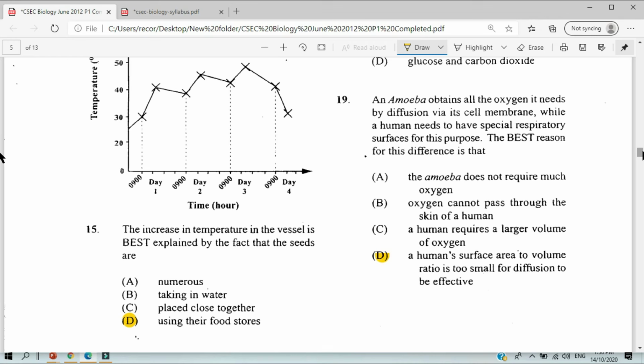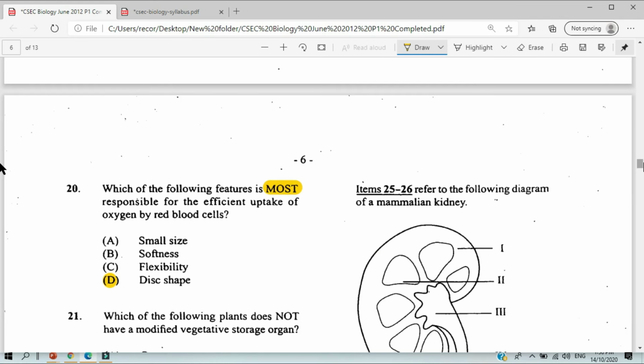But when you look at a human being so compact, the volume ratio is pretty much small, because you would find that if we were supposed to flatten ourselves out like the amoeba, we'd really be able to use the oxygen. But because we can't flatten ourselves like that, the human surface area to volume ratio is considered to be small for diffusion to take place, right?